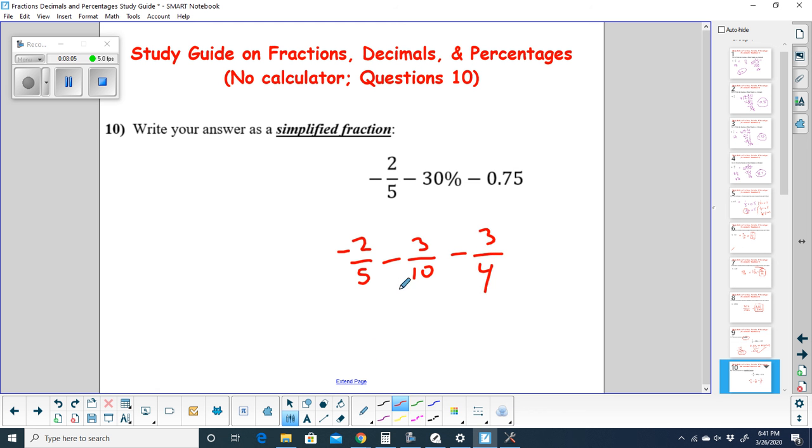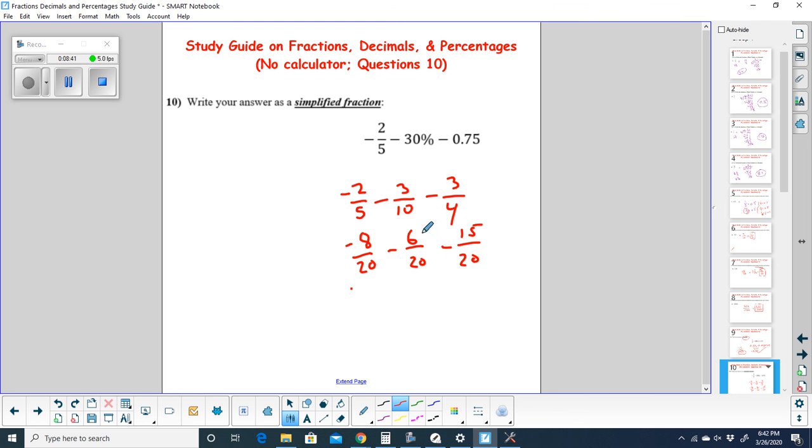My common denominator for 5, 10, and 4 is 20. So I'm going to do something over 20 minus something else over 20 minus something else over 20. So times 4, so this becomes negative 2 times 4 is 8/20. This is times 2, so 3 times 2 is 6. This is times 5, so 3 times 5 is 15. All I'm doing from here to here is making an equivalent fraction up and down. Negative 2/5 is negative 8/20. Negative 3/10 is negative 6/20. Negative 3/4 is negative 15/20.